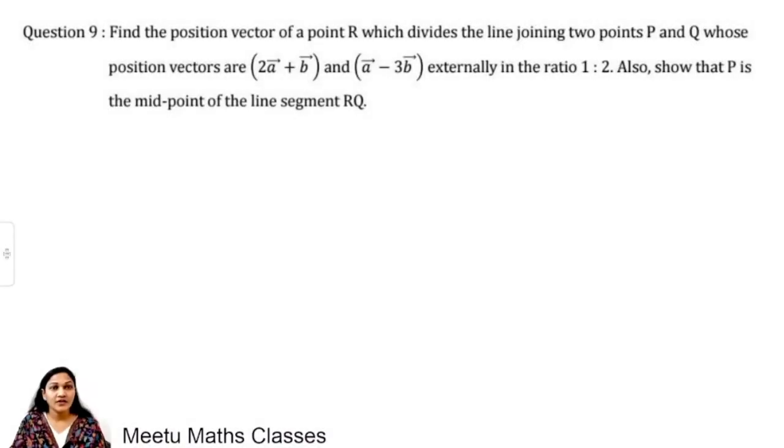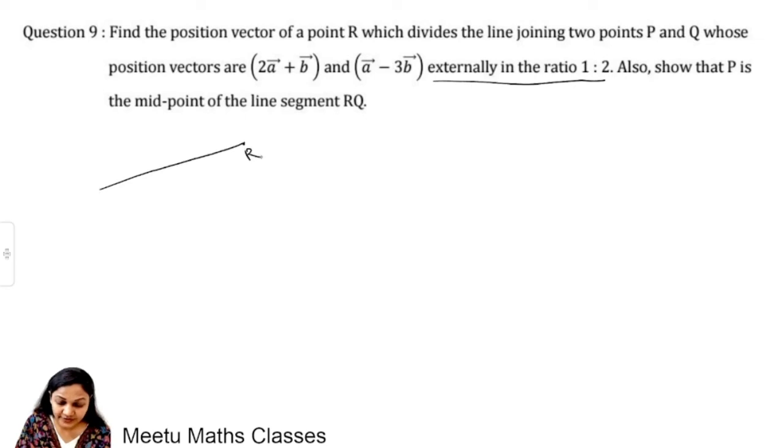is 2:3. Your question number 9 is: find the position vector of a point R which divides the line segment joining the points P and Q, whose position vectors are given. So the position vectors of P and Q are given. You have to find the position vector of R, and you are given that R divides the line segment externally in the ratio 1:2. So the point R divides P and Q externally in the ratio 1:2.